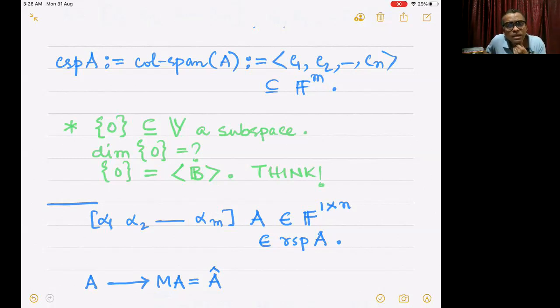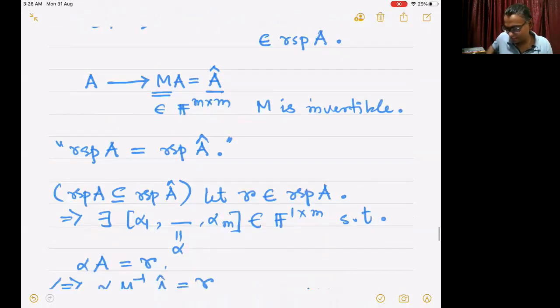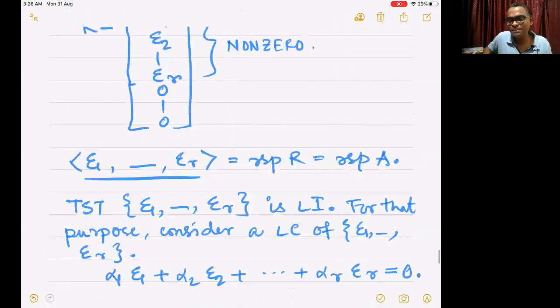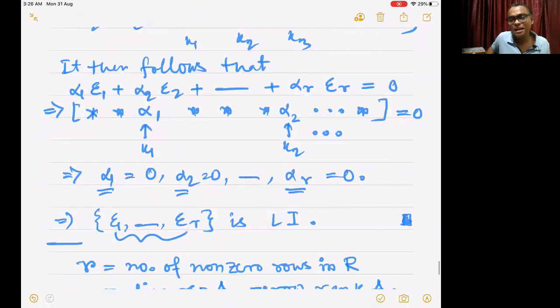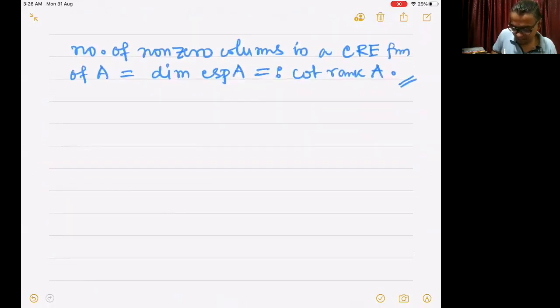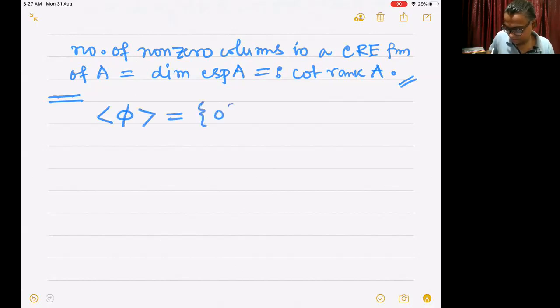But zero dimension would mean, from this point of view, that its basis must contain zero elements. What does that mean? Which set contains zero elements? Zero elements means no elements are there. That means it's the empty set. And indeed, the span of the empty set is the zero subspace. Sounds odd, but the empty set is vacuously linearly independent because there is nothing to check for linear independence. There is no vector at all. Therefore, it's linearly independent.